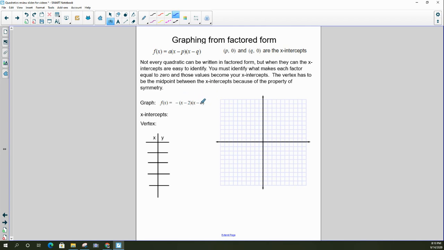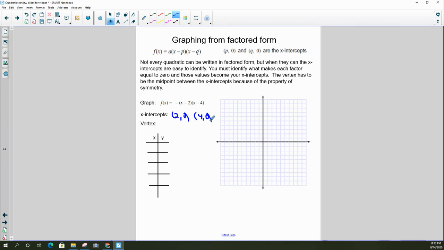My x-intercepts are what make each factor equal to 0. So what makes x minus 2 equal to 0? That's 2. So one x-intercept is 2. We write that as an ordered pair, 2 comma 0. And then the other one, what makes the other factor 0 would be positive 4, because 4 minus 4 is 0. So 4, 0. So my two x-intercepts are at 2 and 4.